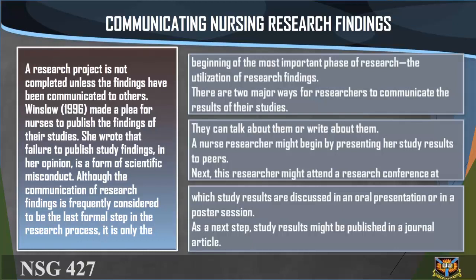There are two major ways for researchers to communicate the results of their studies. They can talk about them or write about them. A nurse researcher might begin by presenting her study results to peers. Next, the researcher might attend a research conference at which study results are discussed in an oral presentation or a poster session. As a next step, study results might be published in a journal article.